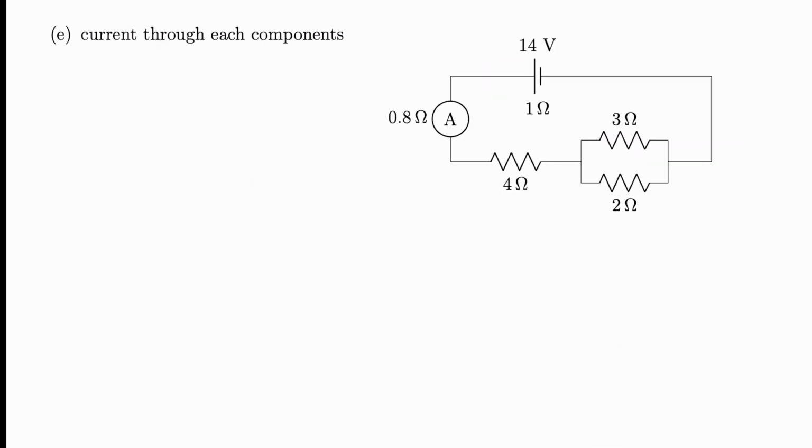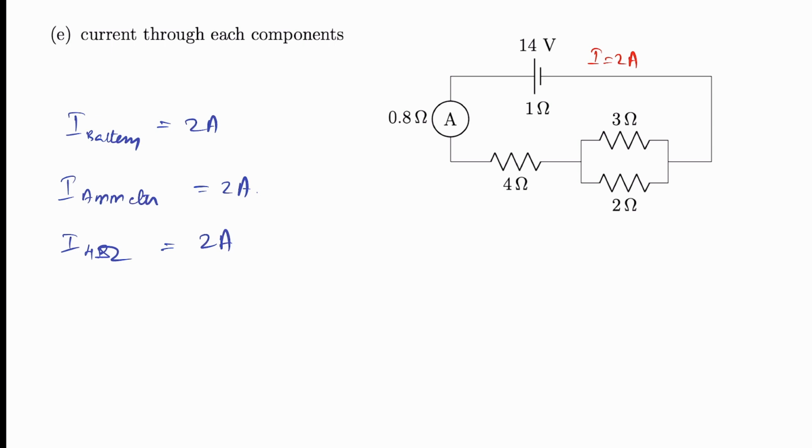Next, we have to find the current through each component. As I've already explained, when components are connected in series, the current remains the same. As we have already calculated, I is equal to 2 ampere. Current through the battery will be 2 ampere. Current through the ammeter will be 2 ampere. And current through the 4 ohm resistor will be 2 ampere, since all of them are connected in series.